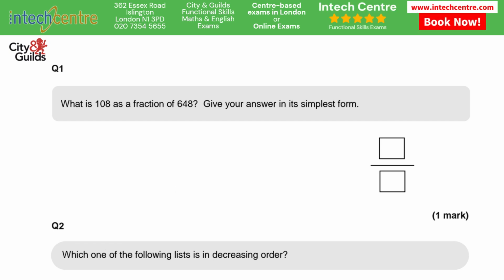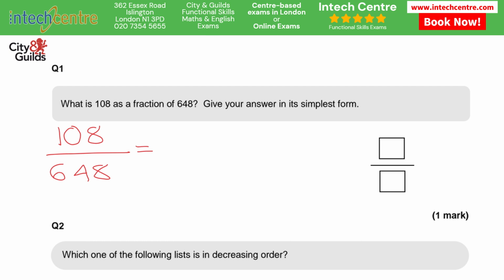So we will begin with the first question, which is asking what is 108 as a fraction of 648? So essentially what this is, 108 over 648. Now to simplify this, we need to see what goes into both of these numbers.